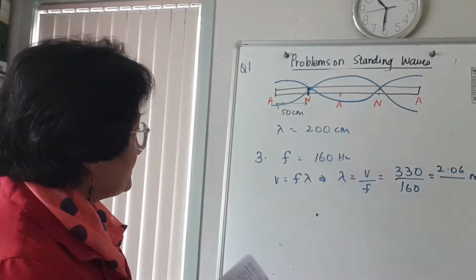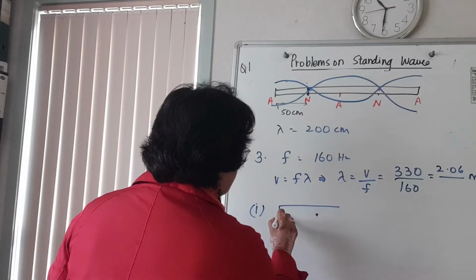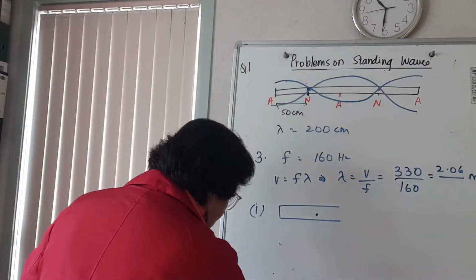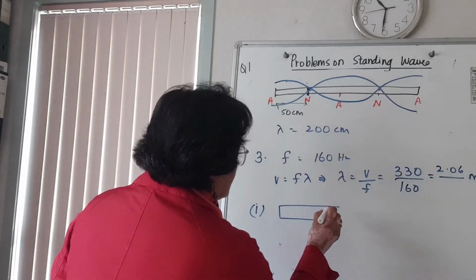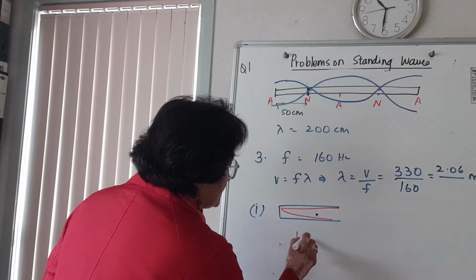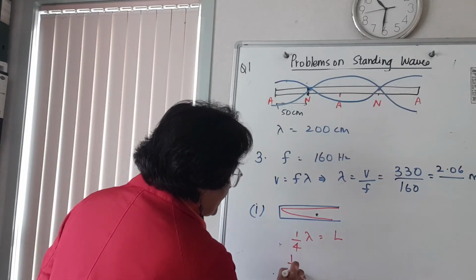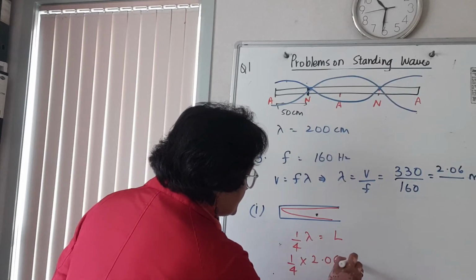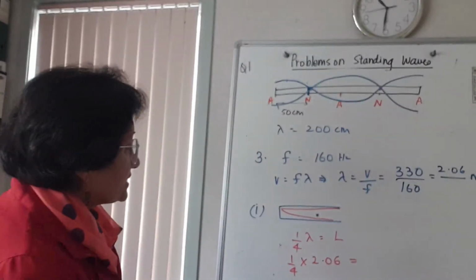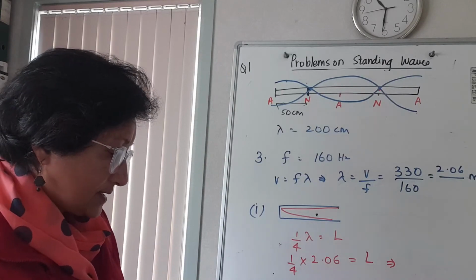And then the next question says, calculate the shortest length of a closed pipe and an open pipe in which it will resonate. So for a closed pipe, the shortest length is the one that will take the fundamental frequency. So the fundamental is a quarter of a wavelength. So a quarter of a wavelength is the length of the pipe, but the wavelength itself is 2.06. So what's the length of the pipe? It's 2.06 divided by 4 that will give you the length.